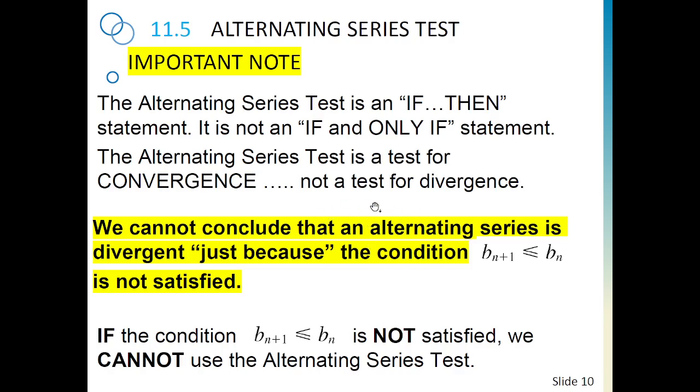Also, as we said, this is a convergence test. So when both conditions are satisfied, we will conclude that the alternating series is convergent. However, if the condition of the greater or equal, so the next term is smaller than the previous, is not satisfied, we cannot conclude anything. We just cannot use the test. Even though the general term goes to 0, if this condition is not satisfied, we cannot use the alternating series test. It is only useful for alternating series and when both conditions are satisfied.